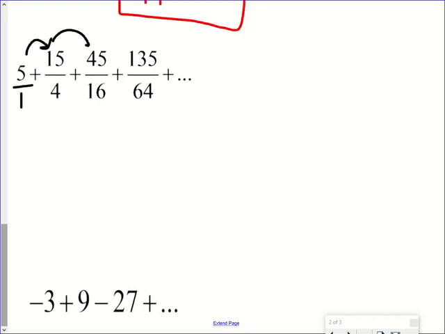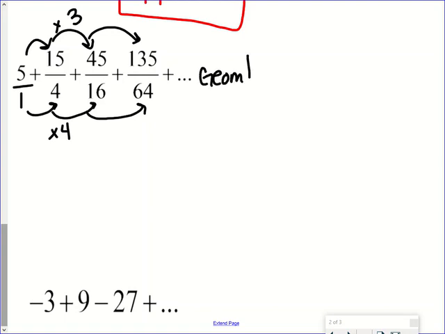So same thing, figure out what's happening from top to top and then from bottom to bottom. How do you get from 5 to 15 to 45? It's a times 3. Then on the bottom, 1 to 4, 4 to 16, all of those are a times 4. So since it's a multiplication, this is a geometric, and that means our R, or our pattern, is 3/4.